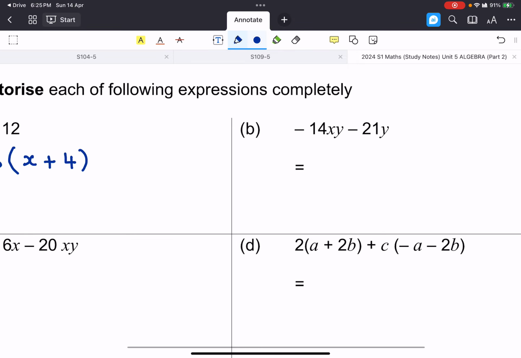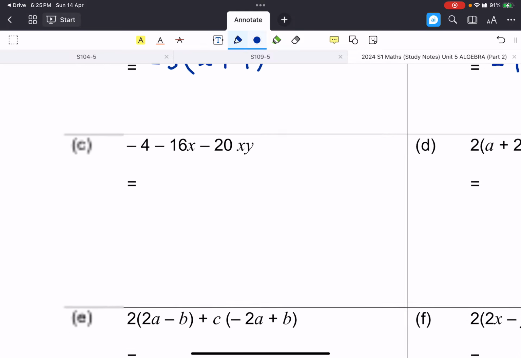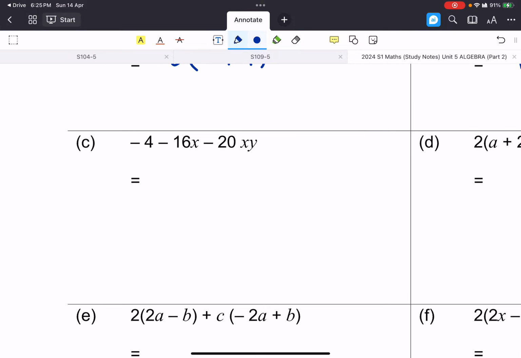More examples. Okay, in this scenario, again, I'll prefer to extract out the negative version. Then we have 14 and 21, so the highest common factor will be 7. We have y that's common, so I'm left with 2x plus 3. But see, again, I see the negatives everywhere. It will be more convenient to extract out the negative version. So negative 4 will be good. So if I extract out negative 4, I'm left with 1 plus 4x plus 5xy.